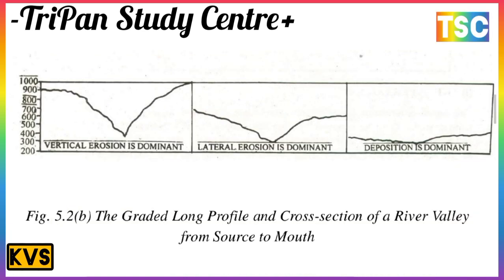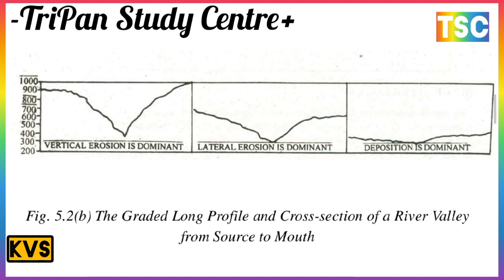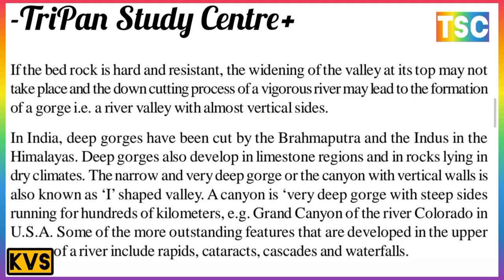There is the gradual long profile and cross section of the river valley from source to mouth. The next diagram is also important. Vertical erosion is dominant, lateral erosion is dominant, and deposition is dominant. There is the most important here.